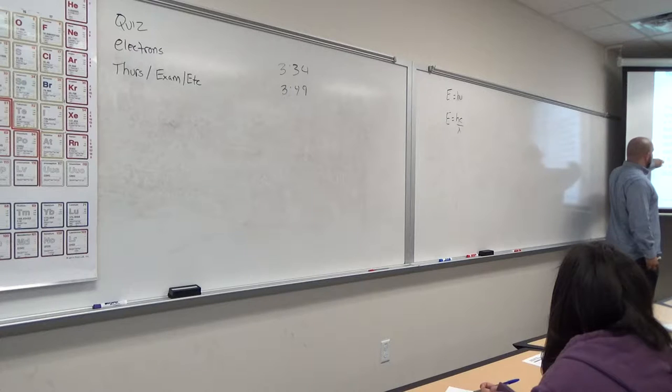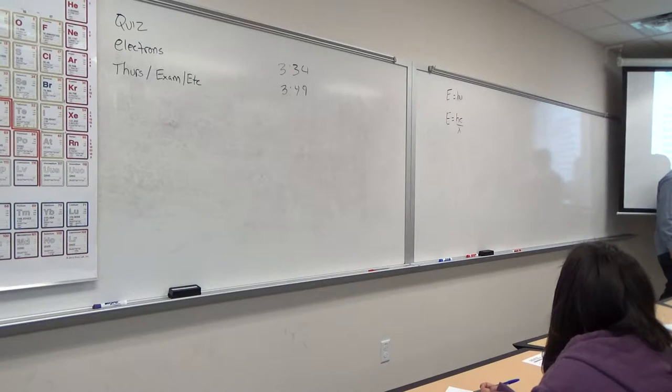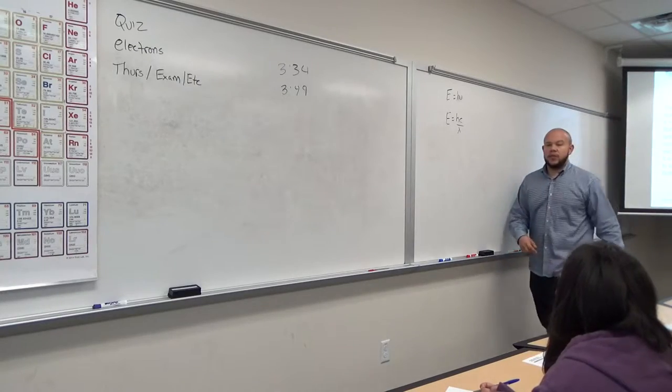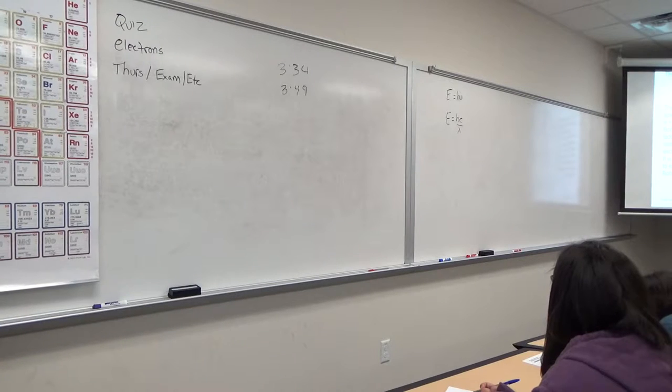One of the main issues that all the scientists have with Bohr is that the electron couldn't be in between any of these. It had to be at one of these particular energy levels. And it was too constrained. Some of the scientists didn't completely agree with that.